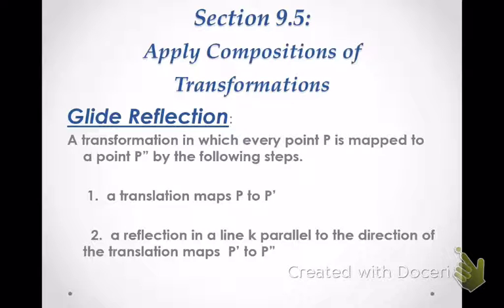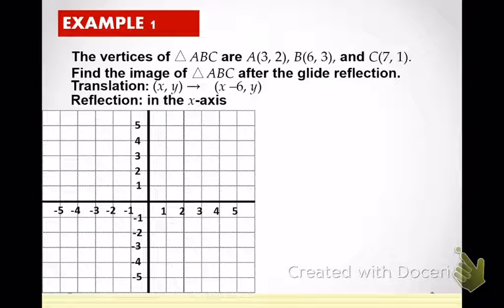A translation maps P to P prime. A reflection in a line K parallel to the direction of the translation maps P prime to P double prime. So it's basically saying it's a translation followed by a reflection. So we're going to do this example.